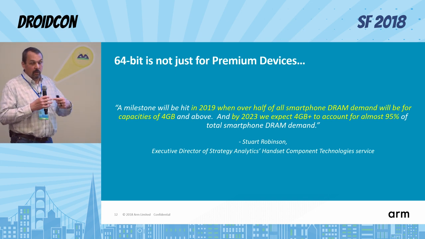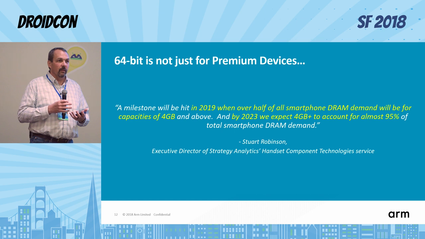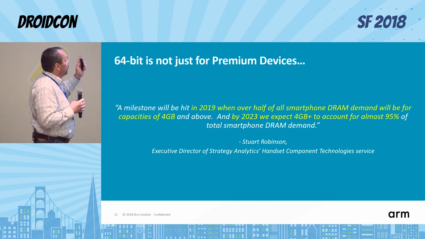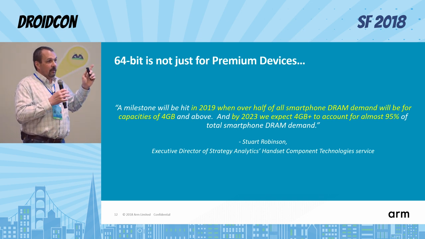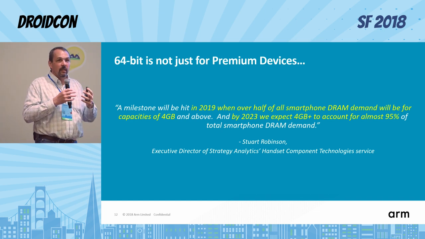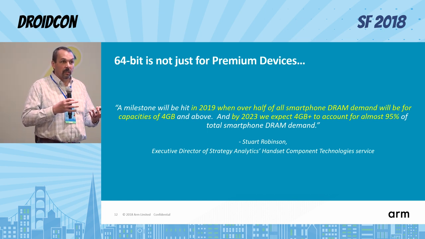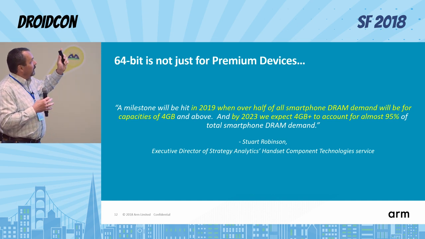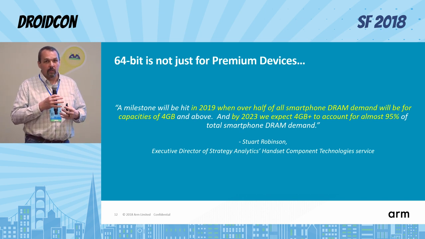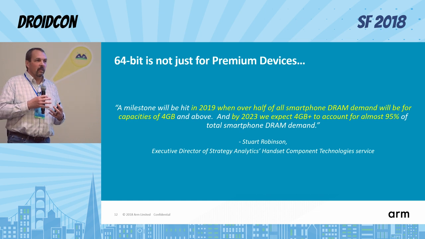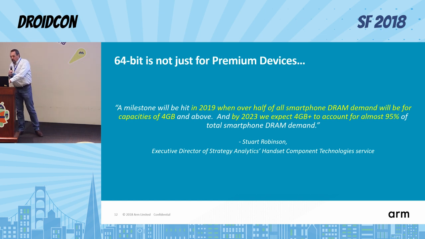But one of the things that we're trying to ascertain is how fast those are disappearing in lieu of larger resource devices. Strategy Analytics helped us with this. They believe that next year, over half of the demand for DRAM for devices will be larger. My point here is that I want to make sure that if you're doing a 64-bit app, you're not leaving some of your users behind because they don't have the resources to actually run that app. But by 2023, 95% of the smartphones that are out there will have 4 gigabytes or more. So my point is really that you're not leaving many users behind if you start supporting 64-bit.